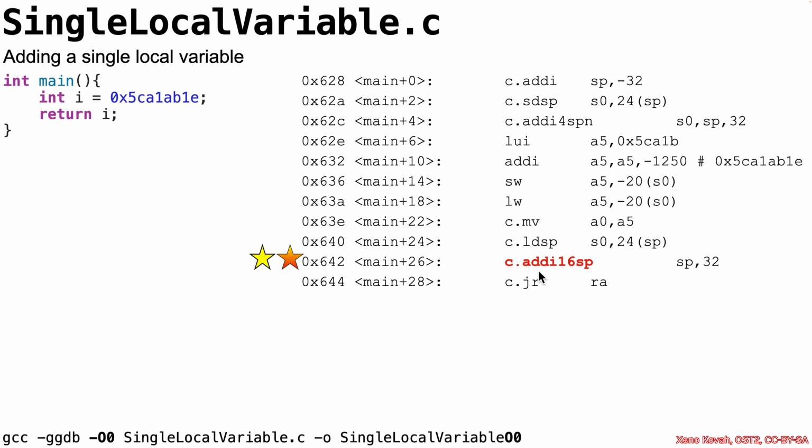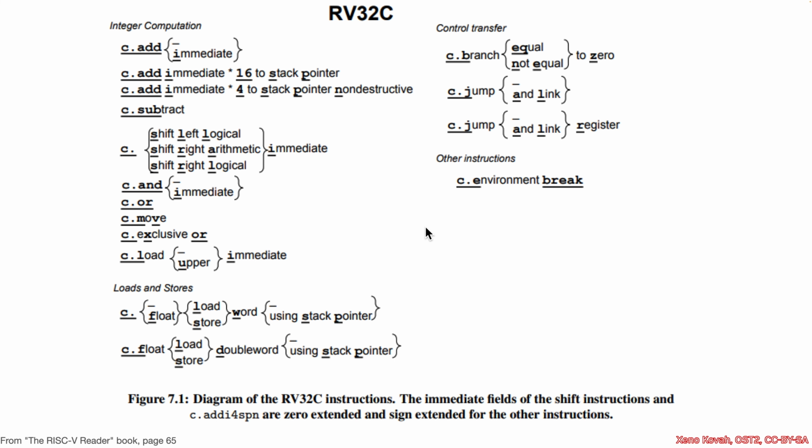So let's go ahead and drill down and figure out what C-add-I16SP is. Referencing back to this handy diagram from the book once again, we go ahead and we line it up and we see C.add-I16. That's what we're looking for. C.add-I, but no 16. Moving down, C.add-I16SP. Bingo, perfect. That's what we're looking for. So what does it stand for? Compressed add immediate times 16 to stack pointer.